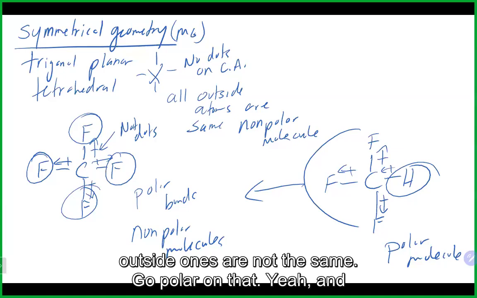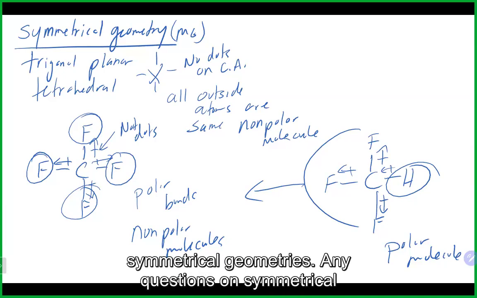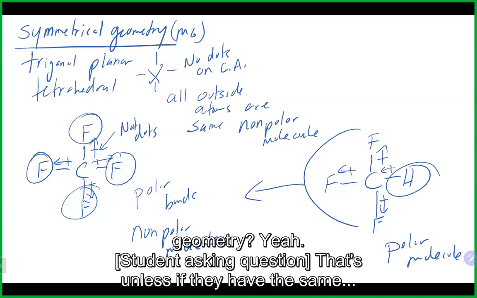Yeah. And that's a pretty quick way that you could do that for these symmetrical geometries. Any questions on symmetrical geometry? Yeah. That's unless they have the same difference in electronegativity, right? Because we have some elements that have the same.